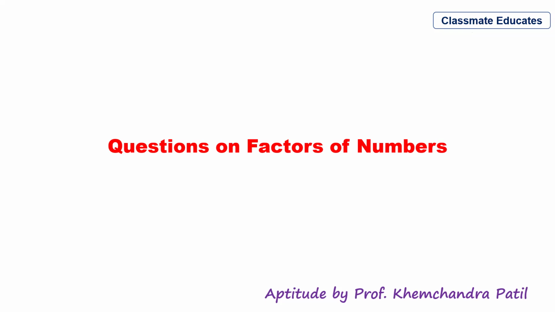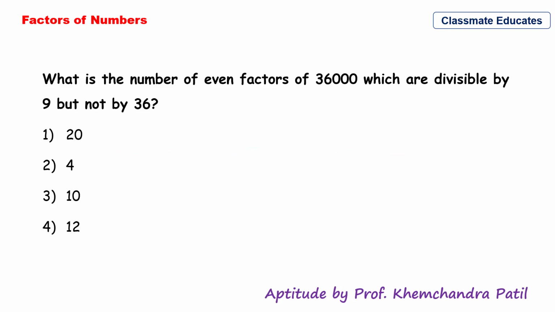Now let us try to understand how the questions are asked on this particular concept. I have taken some of the questions which are asked in different competitive exams, including CAT, GMAT, GRE, campus recruitment exams, then UPSC. Now here is the first question. This question is asking: what is the number of even factors of 36,000 which are divisible by 9 but not divisible by 36?